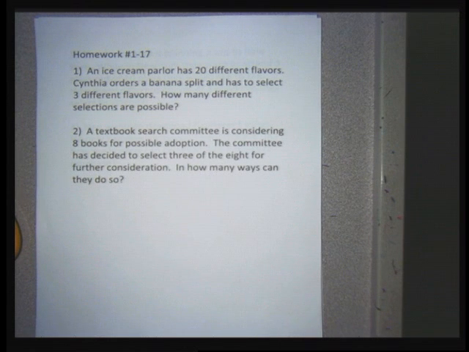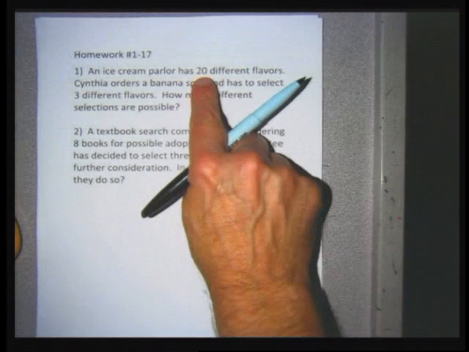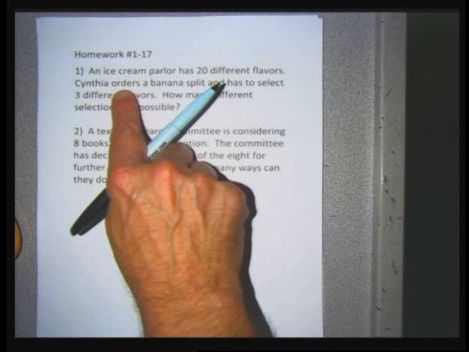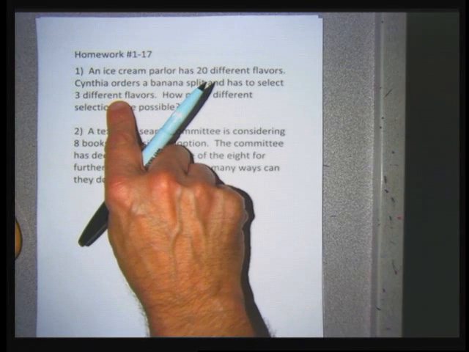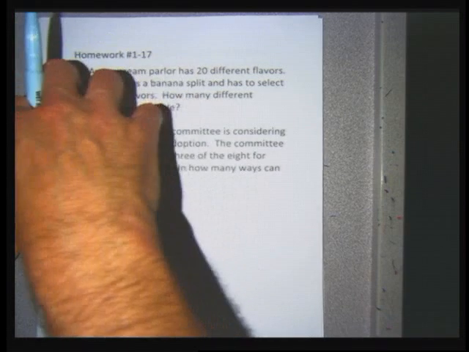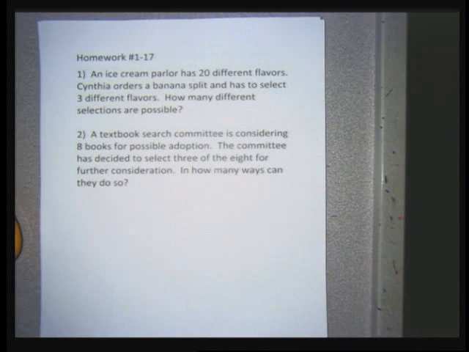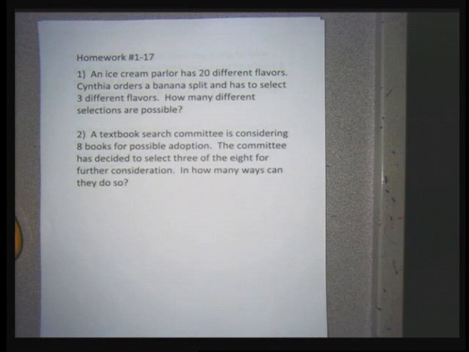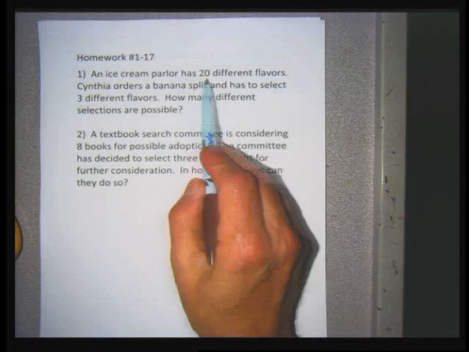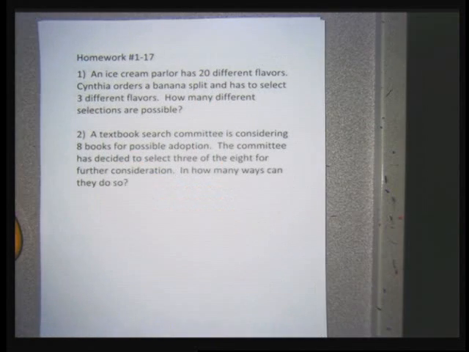So in your problem, an ice cream parlor has 20 different flavors. Cynthia's going to order a banana split that has 3 different flavors. I'm assuming if they put vanilla, chocolate, and strawberry, that's no different than going chocolate, strawberry, and vanilla. So this is a combination problem because only the flavors selected make a difference and not the order that they're placed in the banana split. So yours is going to be a combination. From the 20, you're picking 3, it's 20 choose 3.